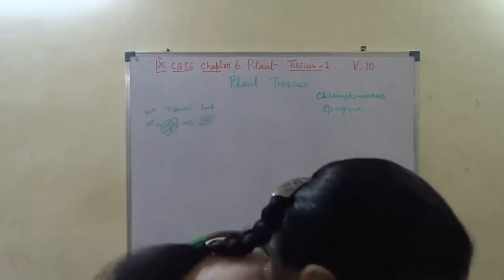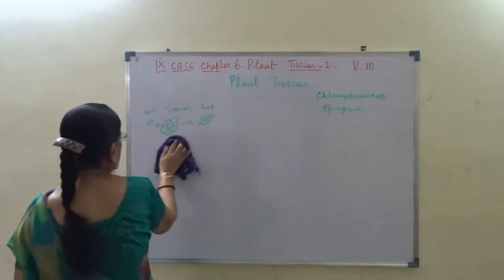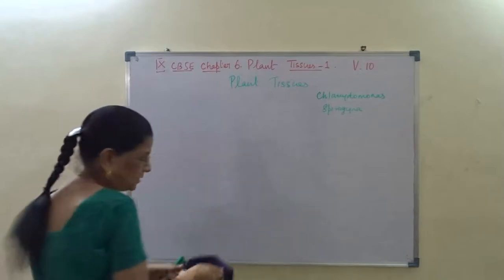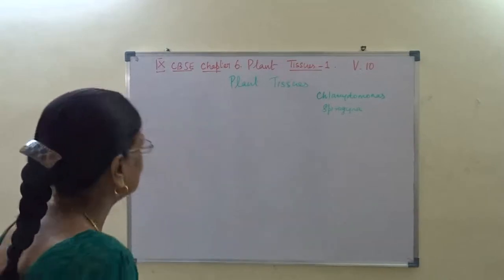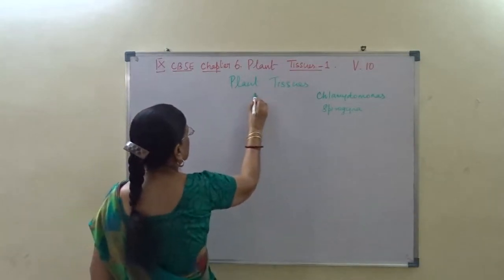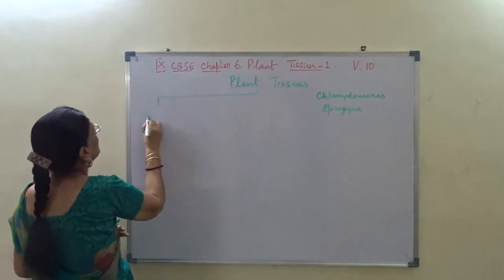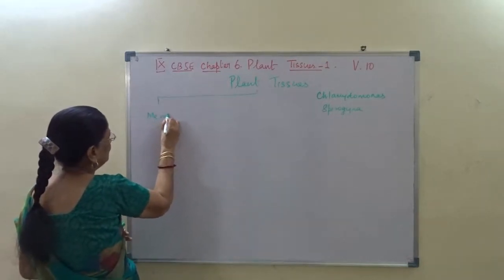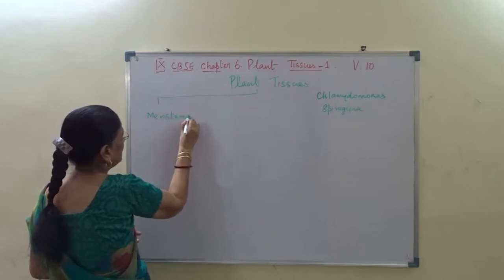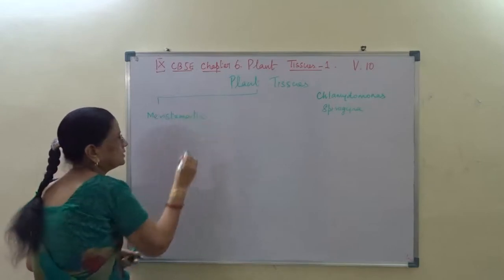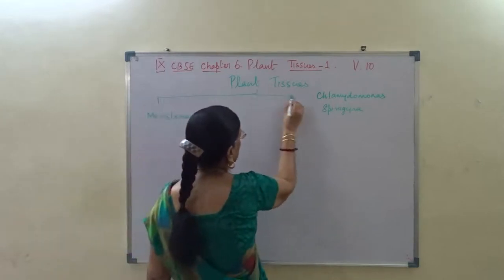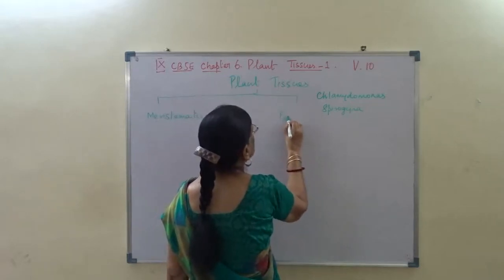Now these plant tissues are broadly classified into meristematic tissue and permanent tissues.